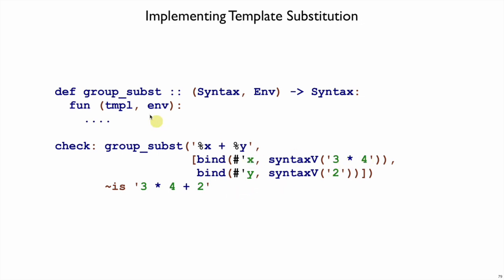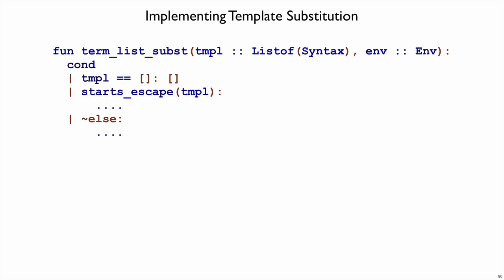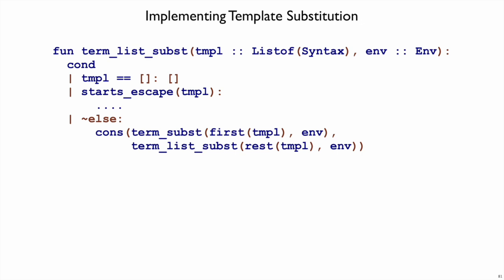Similar to matching, group subst boils down to substitution on a term list. So let's consider that helper function. We've got a template, which is a list of terms, a list of syntax terms. If that list is empty, then we don't need to convert anything. We can just return empty. If it starts with an escape, we'll have to do some work. Otherwise, it doesn't start with an escape, so we can just keep that first term literally and recur to look for escapes in the rest of the template.